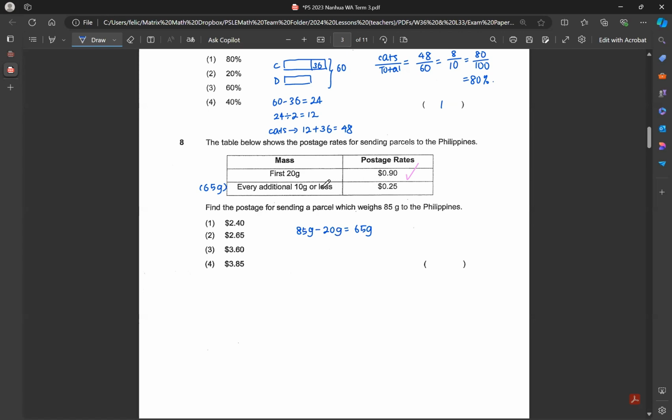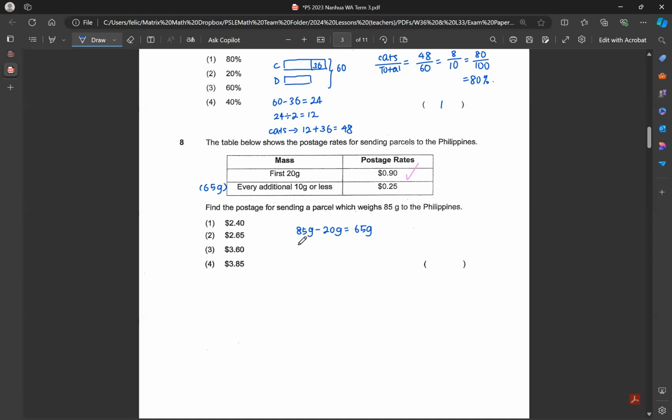All right, so we're going to find out how many 10 grams are within 65 grams. All right, so I hope you can see there are actually 6 sets of 10 grams within 65 grams. So how do I do that? You can just do 65 divided by 10 lah. All right, that's fine. All right, so 65 divided by 10. So actually there are 6 sets of 10 grams.